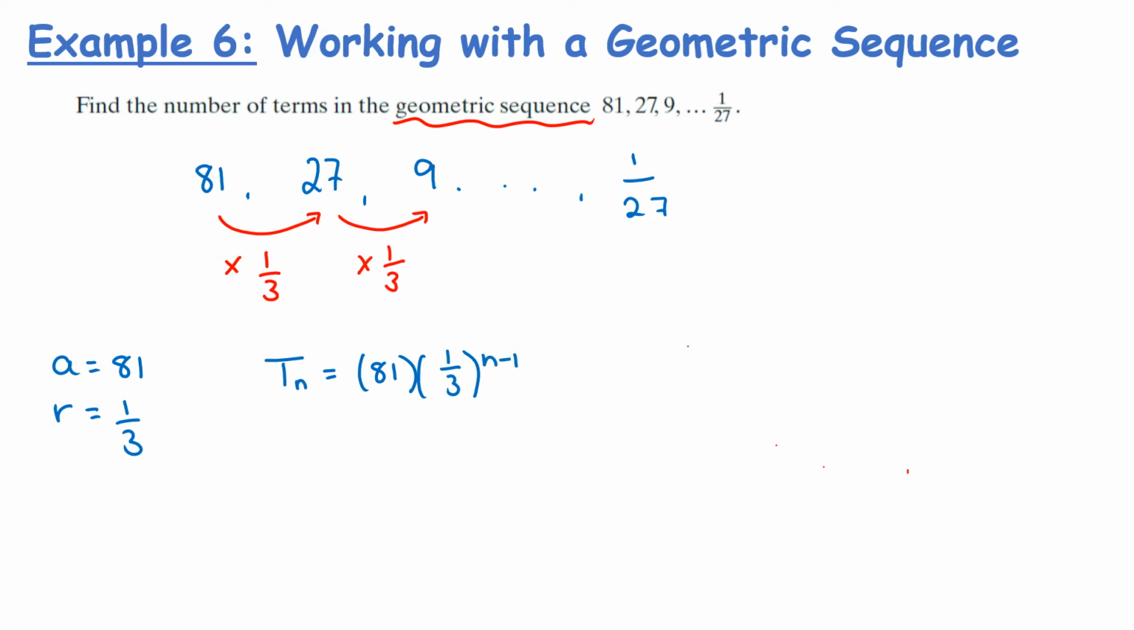Now remember, you cannot multiply first, because of BIMDAS. You must leave this as is. You cannot multiply 81 by a third. You must do the indices piece first. I now want to figure out which term this is. So I'm going to let my Tn equal 1 over 27, and that should be n minus 1. And figure out what value n is when these two are equal. So the first thing we're trying to do is isolate that n. So I'm going to divide both sides by 81.